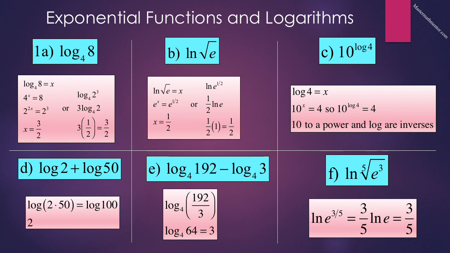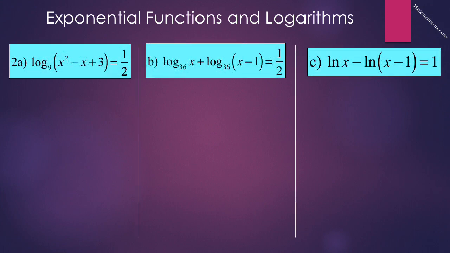F reads natural log of the fifth root of e to the third. We can write this as natural log of e raised to the 3/5 power. And using our log rules, we can write this as 3/5 natural log of e. The natural log of e is 1, and therefore our answer is 3/5.